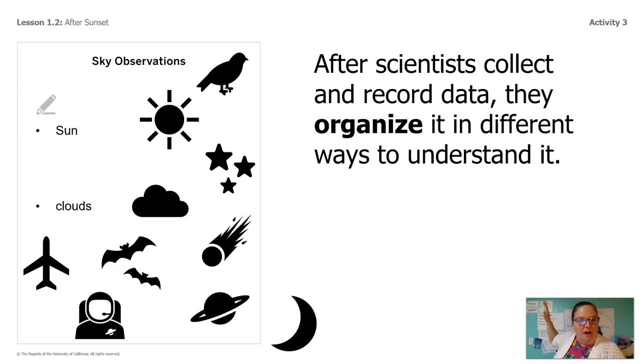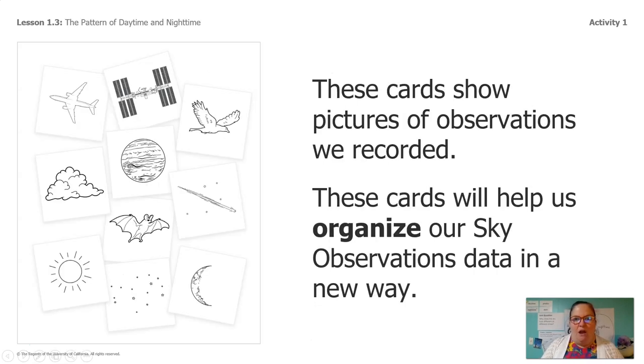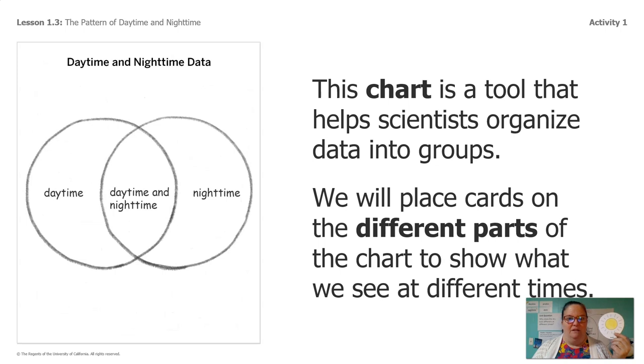So this is the data we need to organize, right? We have all of our sky observation data, and we need to get it in a different order so that it can make a little bit more sense, because right now it's kind of all over the place. We have our daytime and nighttime data all kind of mixed up. We have the moon even off the chart, so we have to organize it in a slightly better way. So let's look at how we're gonna organize it. I have these picture cards that show all the different observations we recorded, okay? These cards are gonna help us organize our sky observation data in a new way so that it's a little bit less messy, and we can figure out what our data is telling us.